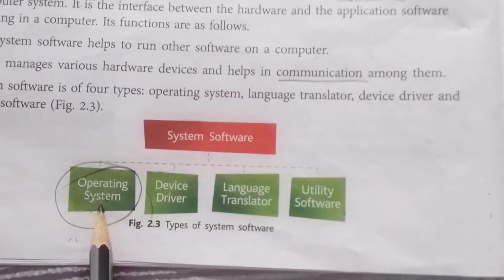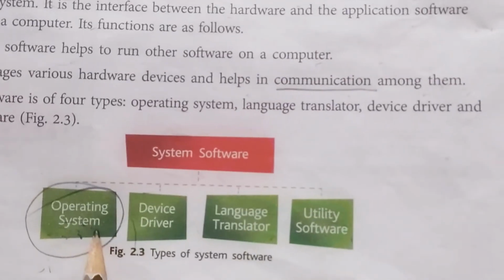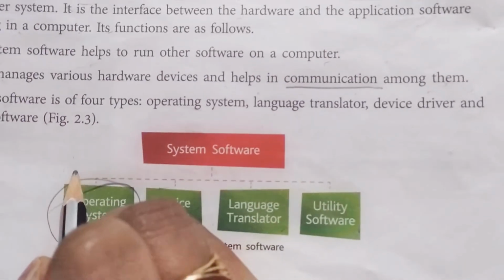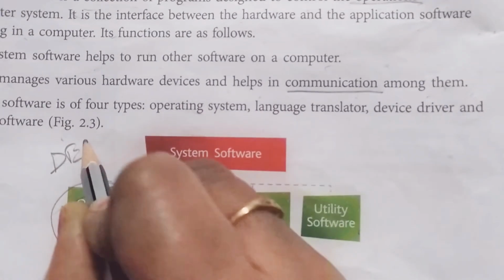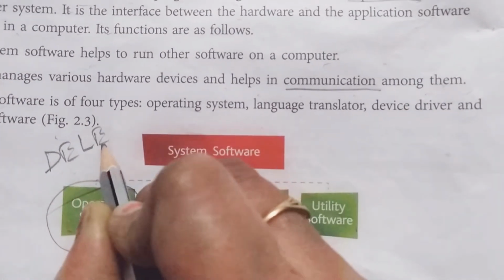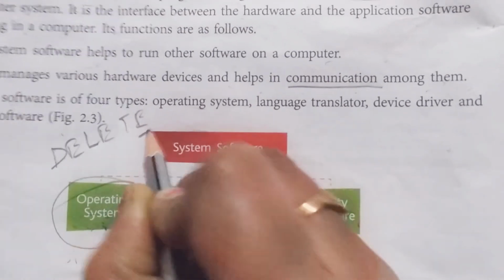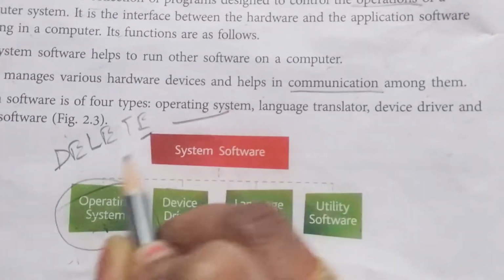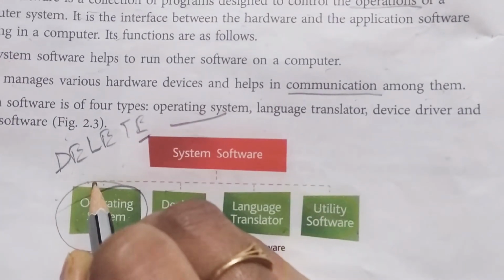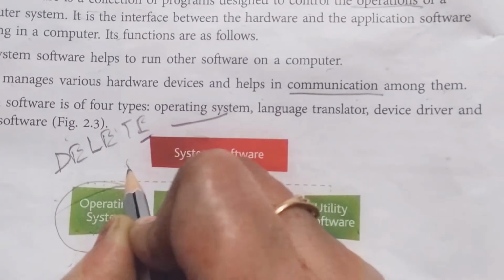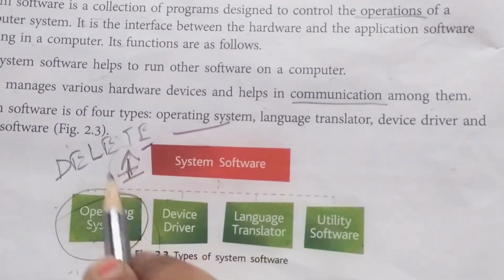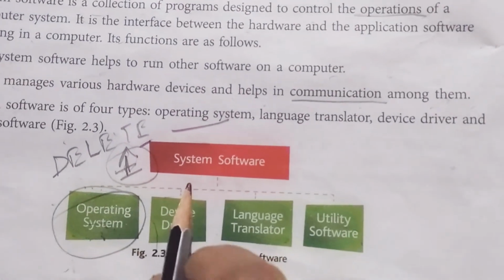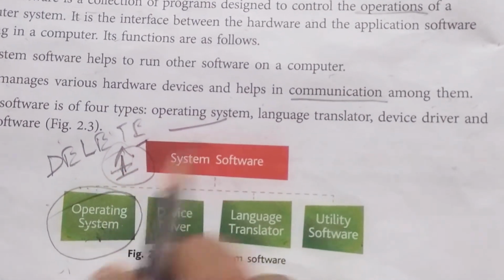In character based operating system, what you do? You write the commands. Like if you have to delete, you have to write the command delete, and the file name. But in GUI operating system, you just have to click the command buttons and your task will be operated.